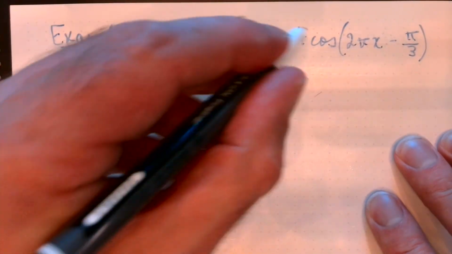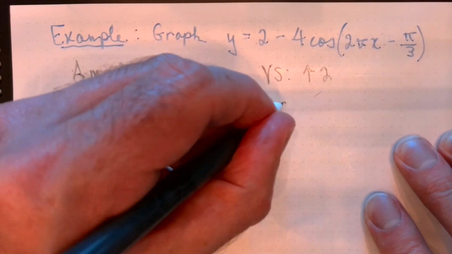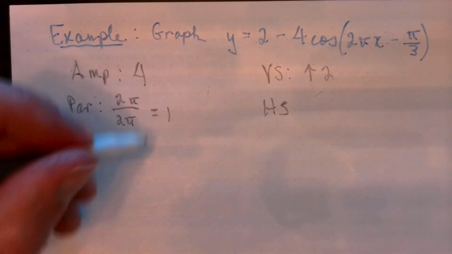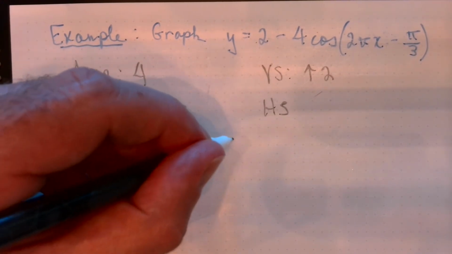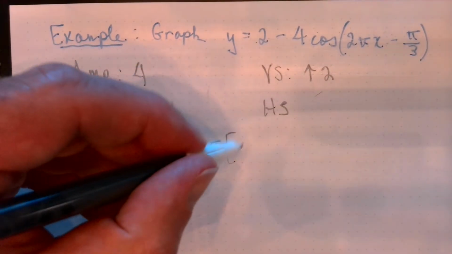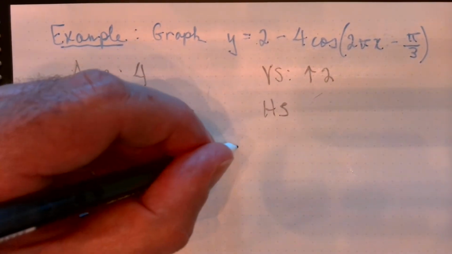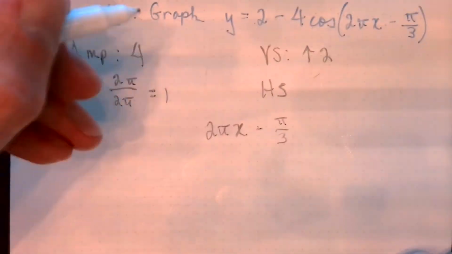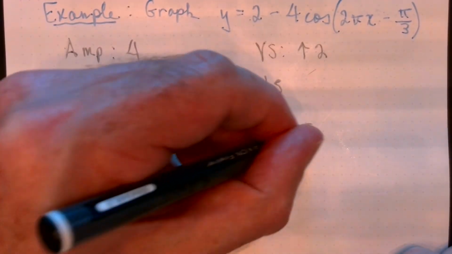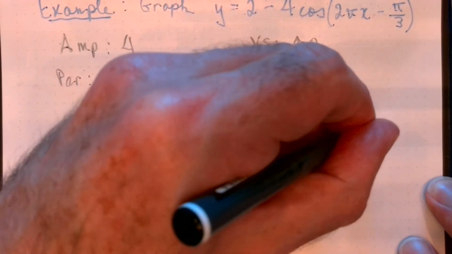Vertical shift. This does have a vertical shift. Up 2 units. Horizontal shift. Okay, now here's what we've got to do to figure out the horizontal shift. We're looking to make 2 pi x minus pi over 3 look like 2 pi times x minus something.